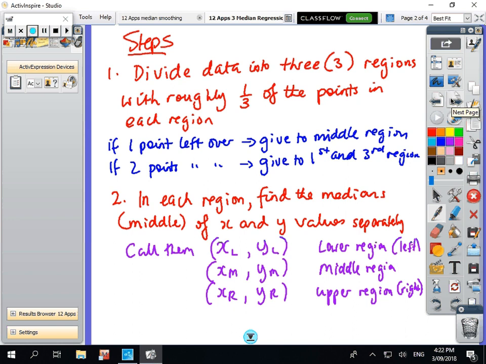Okay, so what we're going to do, these are the steps. We divide the data into 3 regions with roughly 1/3 of the points. If you do that and you have 1 point left over, give that point to the middle. If you have 2 points left over, give them to the first and the third. In each region, we're going to find the medians, the middle number of x and y, and we're going to call these x lower, x middle, x right. So x lower, y lower, xm, ym, xr, yr. They're going to be the lower, the middle, and the upper. So copy that and come across.